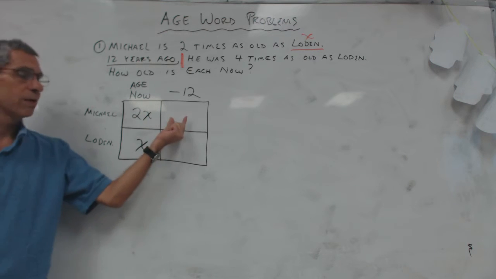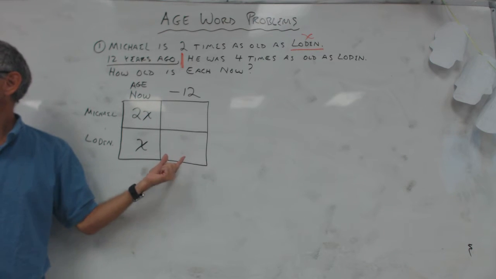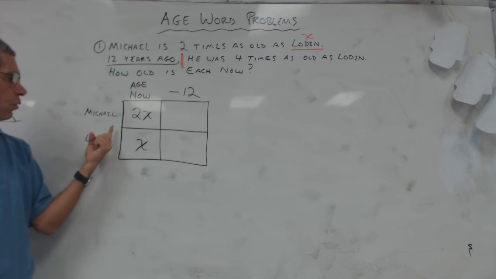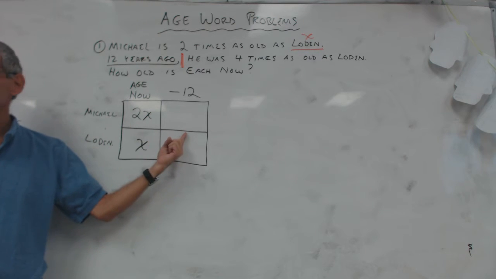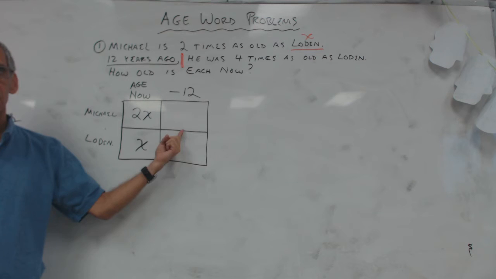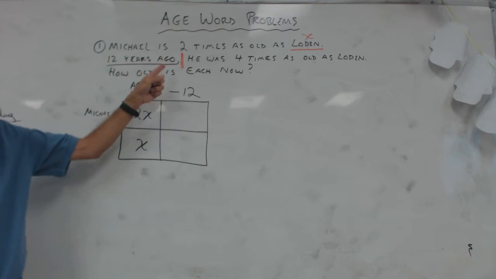Now the question is, what do I put in these boxes? This is 12 years ago. How old was Michael 12 years ago? 2x minus 12. 4 times as old as London. Ah, you read past here.